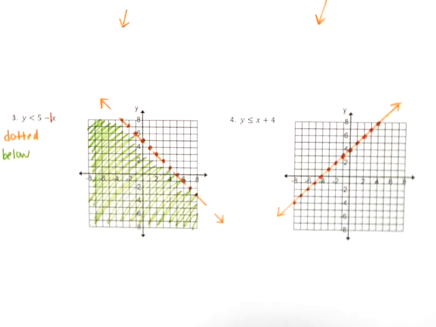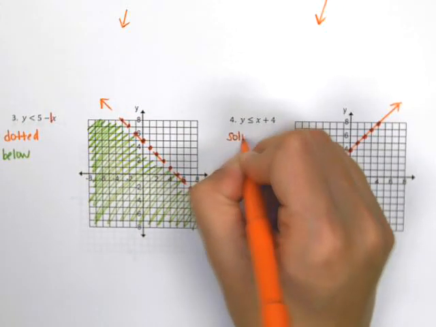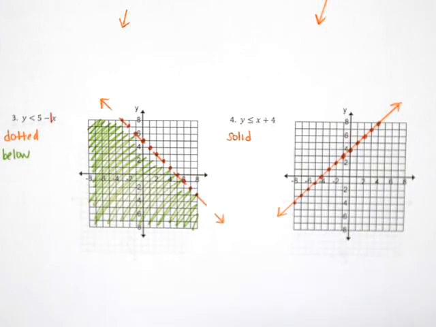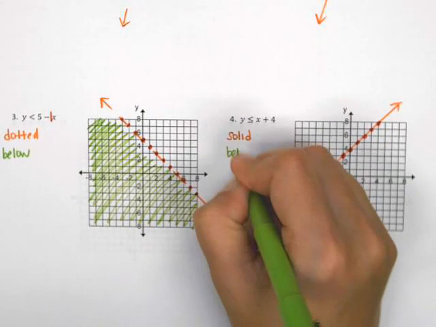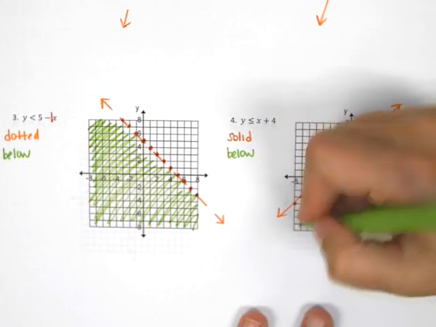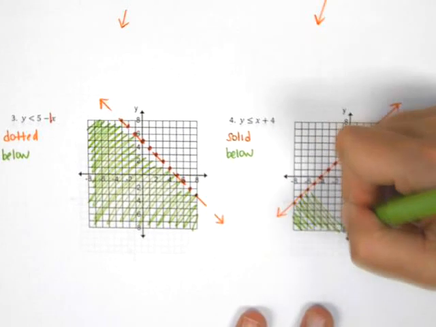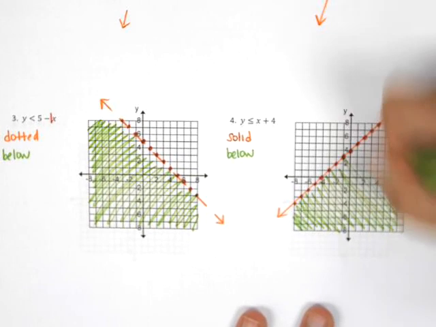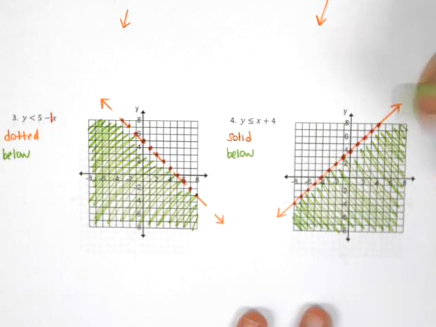And I'm making it solid because there is an equal to symbol here. And last but not least, I would shade below. And the reason I'm making it shaded below is because this is a less than symbol. Now again, below means like below the hill, below the ramp, below the staircase. I would be below, under the stairs, when I was on that part of the graph.